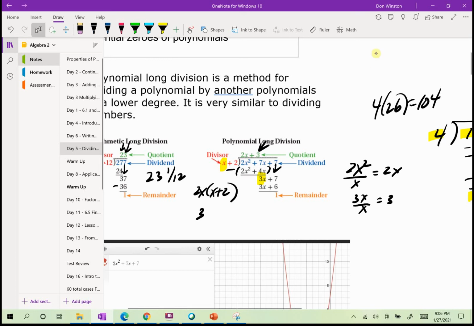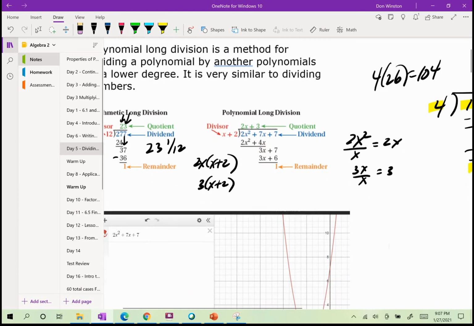And then we would take 3 times x plus 2, and that would give me 3x plus 6, and then we would subtract. And 7 minus 6 is 1. There's nothing else to bring down, so we have a remainder of 1. Okay? I'll do a couple more. So we would say that x plus 2 is not a factor of 2x squared plus 7x plus 7. It's not, because we got a remainder of 1.